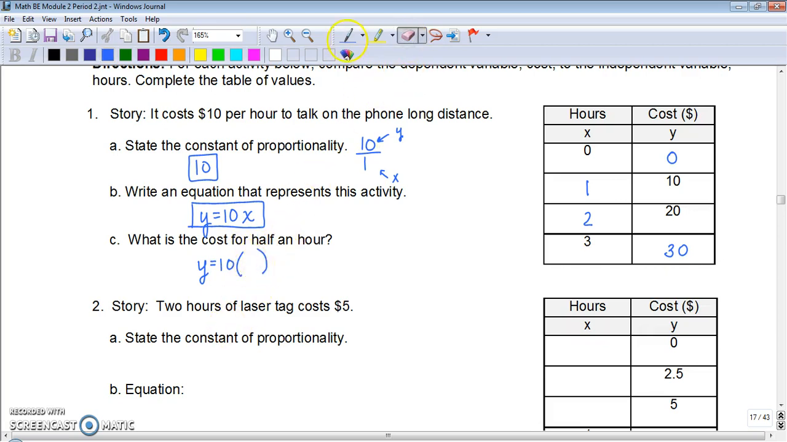A better choice might be to use 1/2. And that would equal 5. Half of 10 is 5. And so I figure out that it is $5 for half an hour, which kind of makes sense because in my table it will be between 0 and 1 and between 0 and 10.